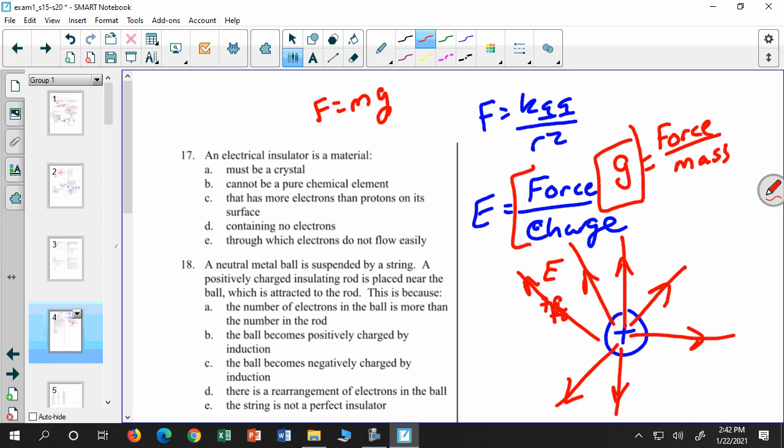Because electric fields are a force per charge, that's going to be kQQ over r squared divided by a charge. So the expression is going to be kQ over r squared. That is our expression to find the electric field due to a point charge. Okay?